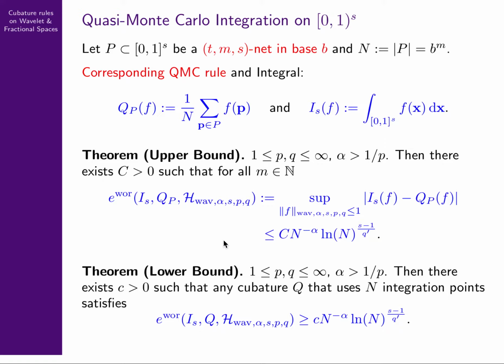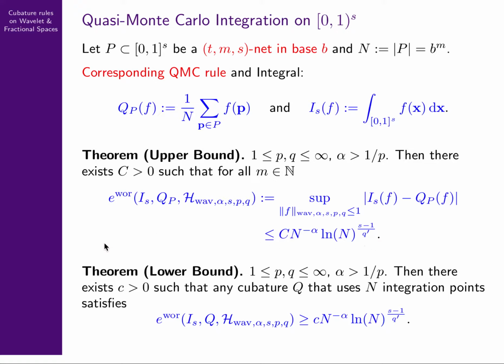So this is the definition of the worst case error, and we can bound this worst case error from above by the constant times N to the power minus alpha times the logarithm of N to the power s minus 1 divided by q prime. And q prime is the adjoint of q, which means nothing but 1 over q plus 1 over q prime is equal to 1.